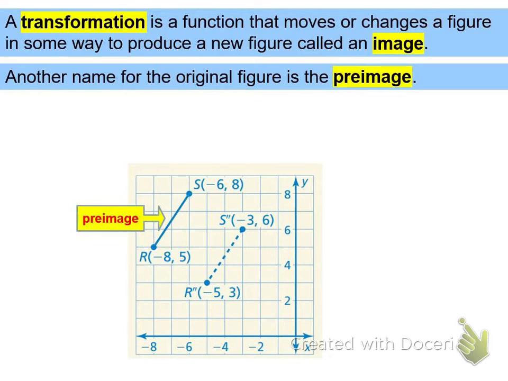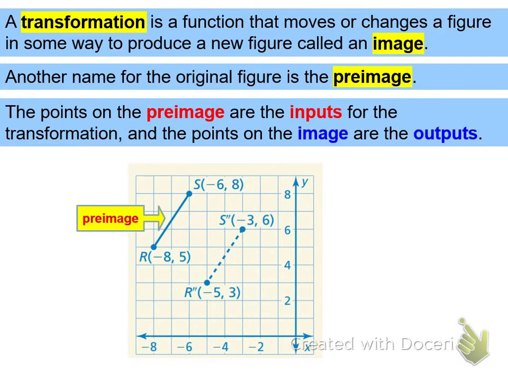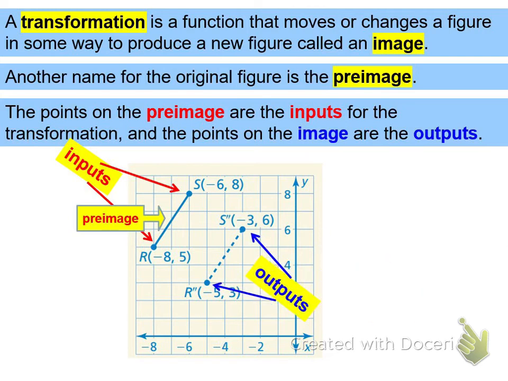That's the original segment. All right, and then the second thing, the pre-image has inputs. So that's your second blank. The pre-image, those points are called inputs. So the pre-image has inputs, and then the new image we just call an image, and it has outputs. Okay, those points are called outputs.